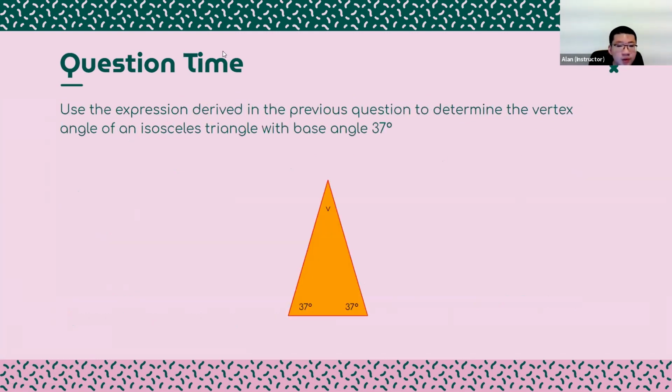And so since we already derived the equation, try to find the vertex angle of an isosceles triangle that has a base angle of 37 degrees. Since we already got the formula, I'll give you guys like 1 minute to do it.